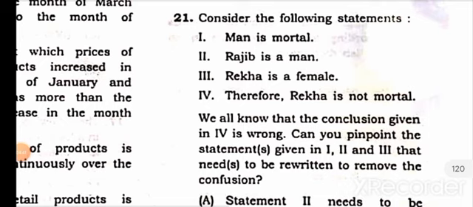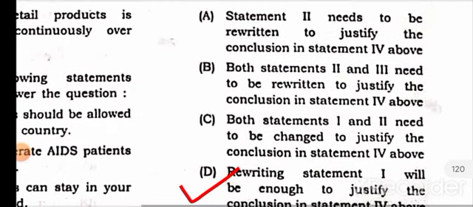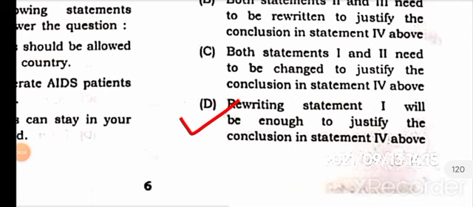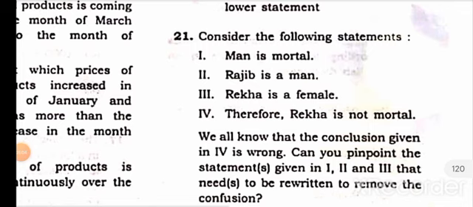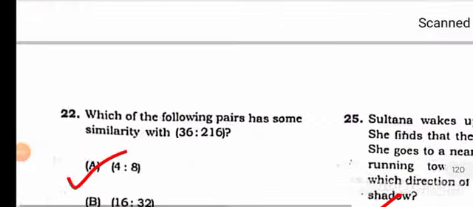Next question. Man is mortal, Rajiv is man, Rekha is a female, and therefore Rekha is not mortal. This is so absurd, and I don't like syllogism, just because of their absurdity. So the answer would be: rewriting statement 1 will be enough to justify the conclusion in statement 4 above. Means, if we want to prove Rekha is also mortal, we have to modify statement 1 like human beings are mortal. Then if we consider human beings, the gender gap of man or woman will not be there. So only modifying statement 1 will be enough.